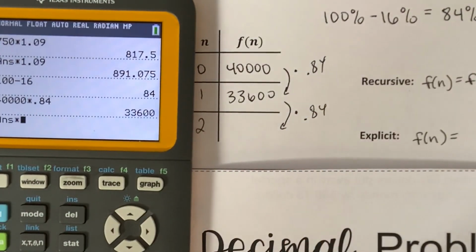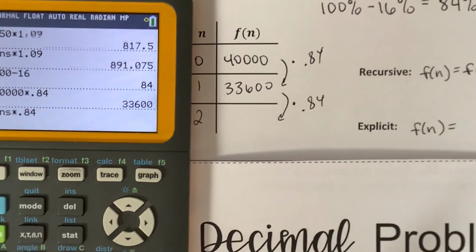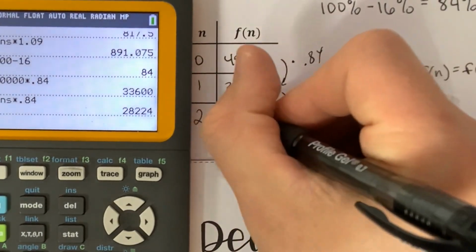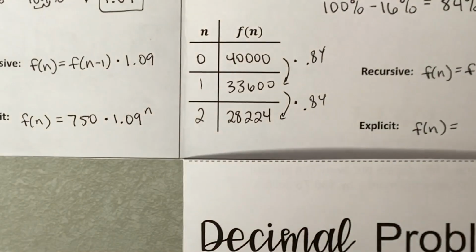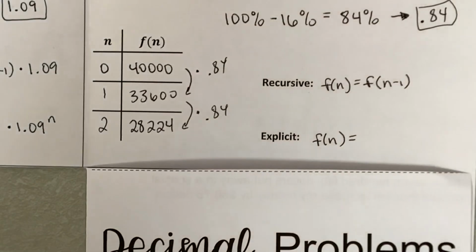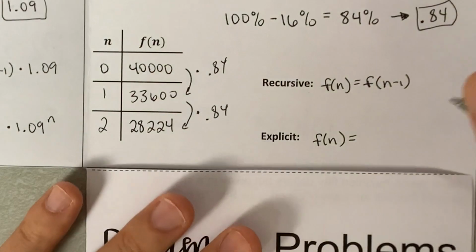I'm gonna do that again, times 0.84. That now gives me 28,224. The thing is depreciating fast. Holy cow, it is. And now I can just write my recursive and explicit.